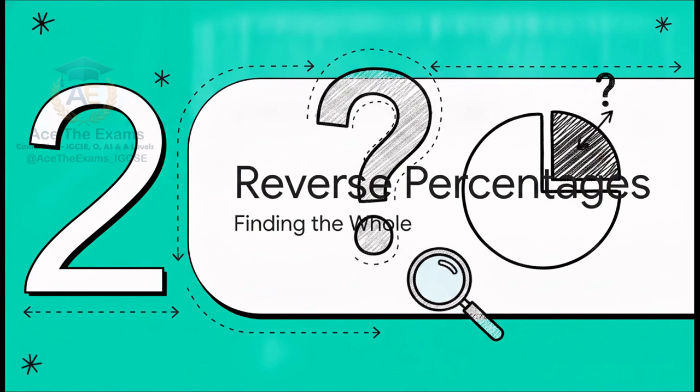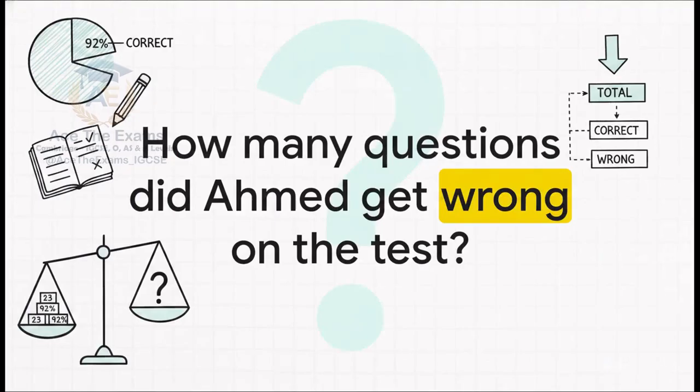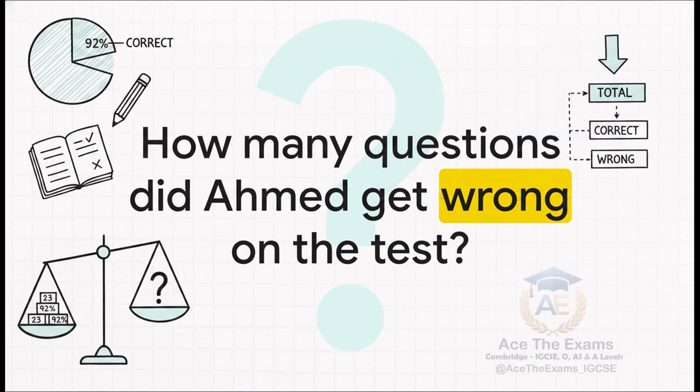All right, Section 2. Unlocking reverse percentages. Now, reverse percentages often trip people up. Why? Because our brains naturally just want to calculate a percentage of a given total. It's what we're used to. But what happens when you only have a piece of the puzzle and you need to find the whole?